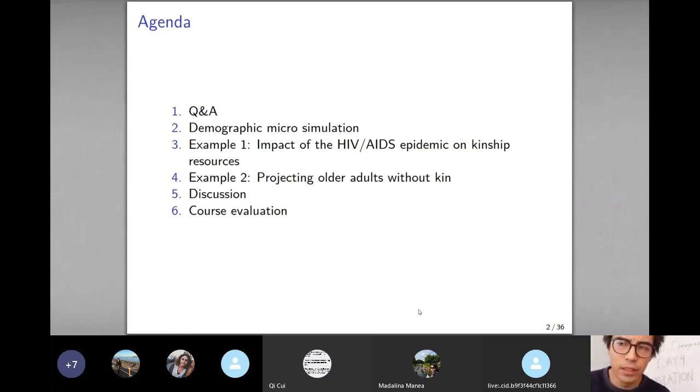The first is a paper on the HIV/AIDS epidemic in Zimbabwe and the effects that had on kinship availability. And another one is about the projection of kinless adults in the US. Then we are going to have a discussion similar to yesterday, and then there's going to be some course admin at the end.